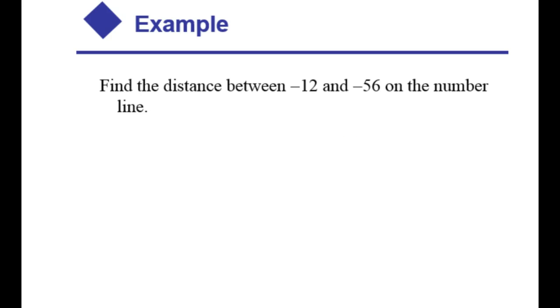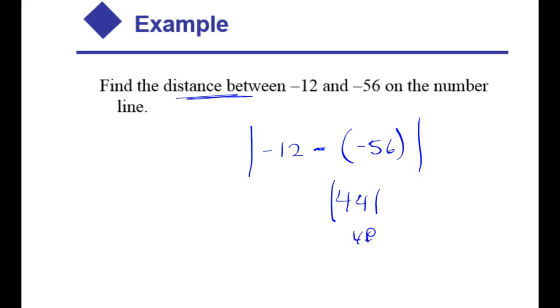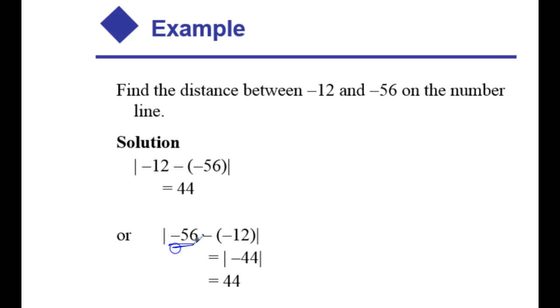So to find the distance between negative 12 and negative 56, I could take the absolute value, and the distance between means to subtract negative 56 and take the absolute value of it. So the absolute value of 44 is still just 44. It does not matter if you do that in the reverse order. You could start with the negative 56 and subtract off the negative 12, which is the same thing as the absolute value of negative 56 plus 12. The absolute value of negative 44 is still just 44.